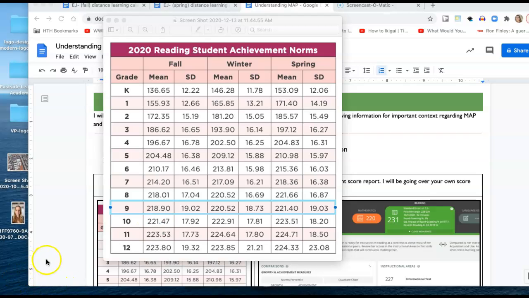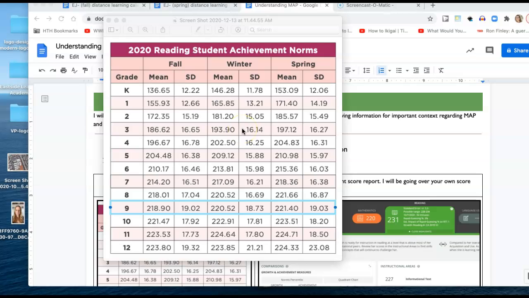So when we meet tomorrow, we're going to be talking about where you scored, what your RIT score was, and we're going to be taking a look at where it fits in the range and how far above or below the national average you scored.